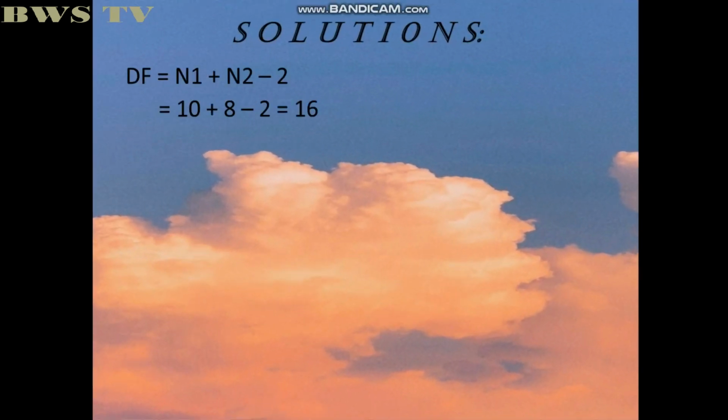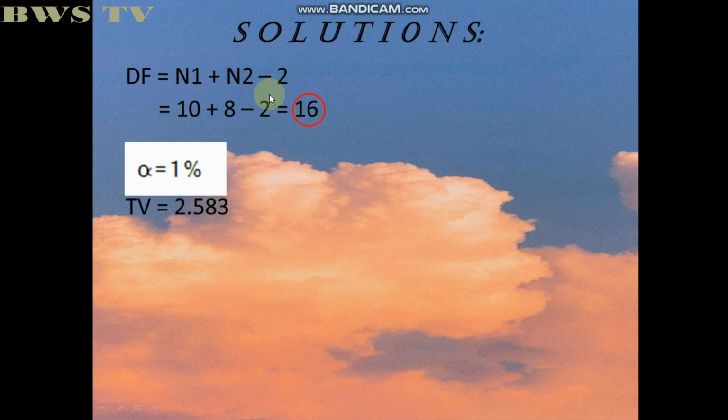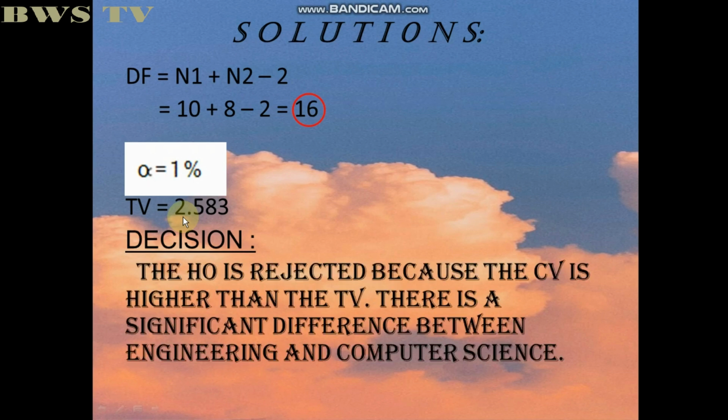After that, we'll do our degrees of freedom. Remember a while ago, n1, which is our population for engineering, was 10 and computer science was 8, minus 2, so it equals 16. And we have to use the percentage for the tabular value, which is 1%. So the tabular value is 2.583.